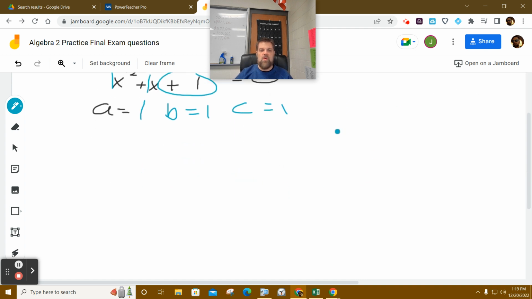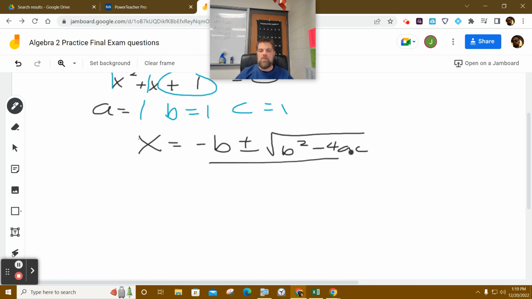Now, this formula, if you don't have this written down in your notes, I have some concerns. But the quadratic formula, which is about half of your test, is x equals -b plus or minus the square root of b squared minus 4ac, all over 2a. Remember, your exam is open book, open note. So it's in your best interest to have this written down somewhere in your notes.